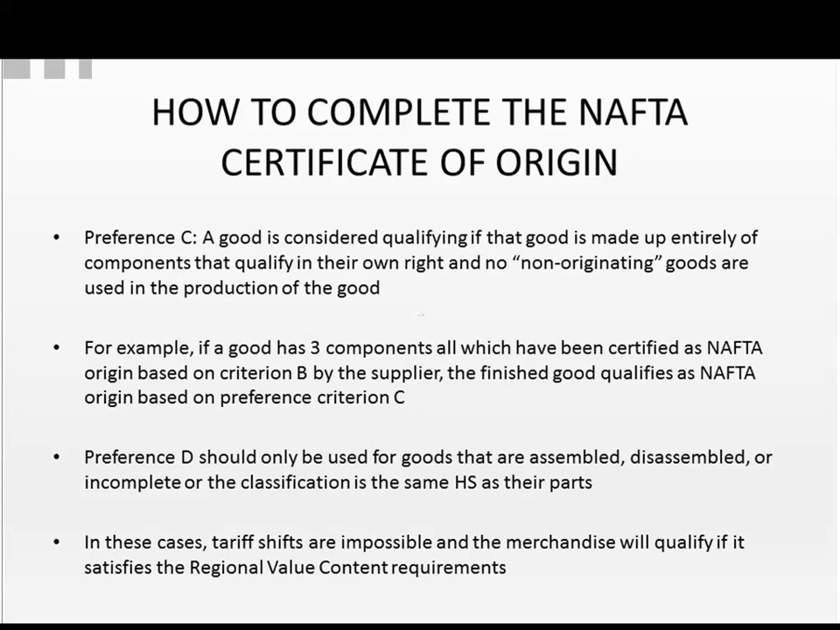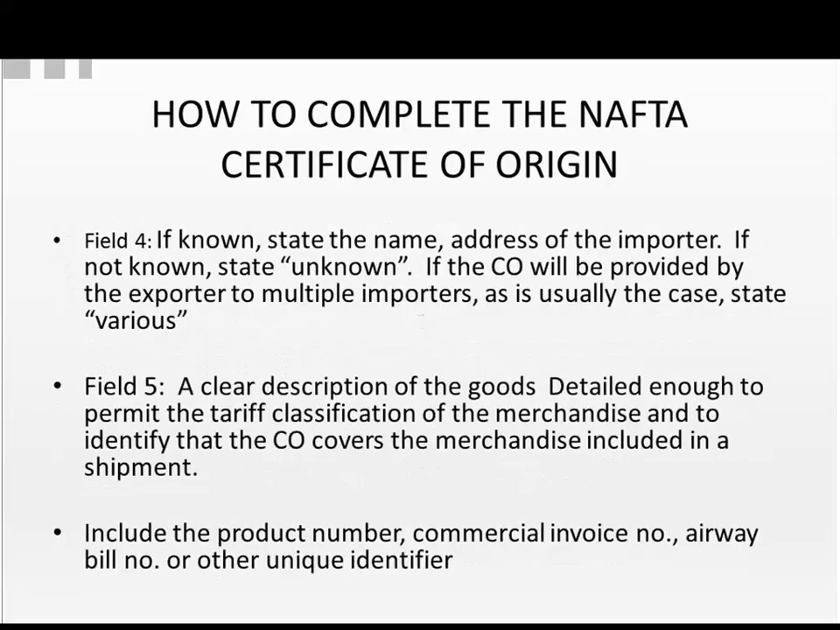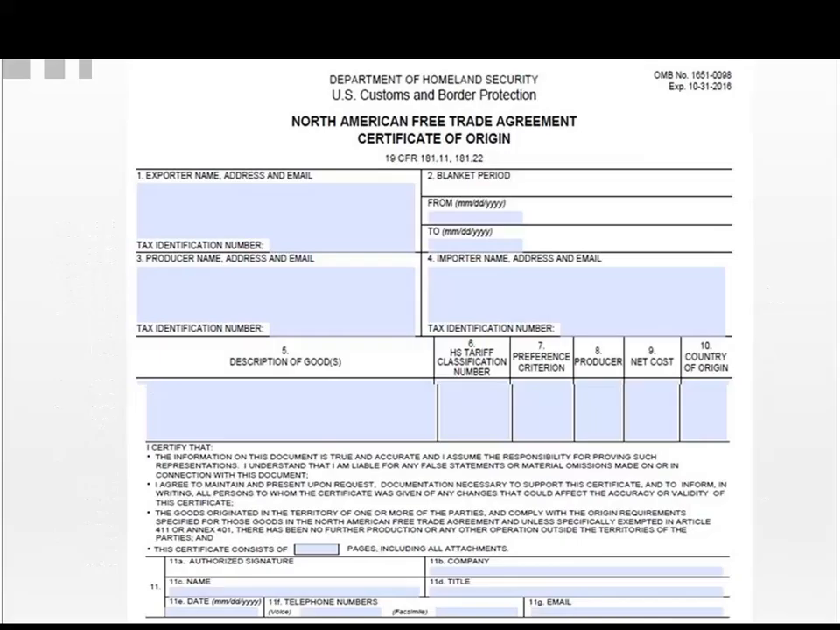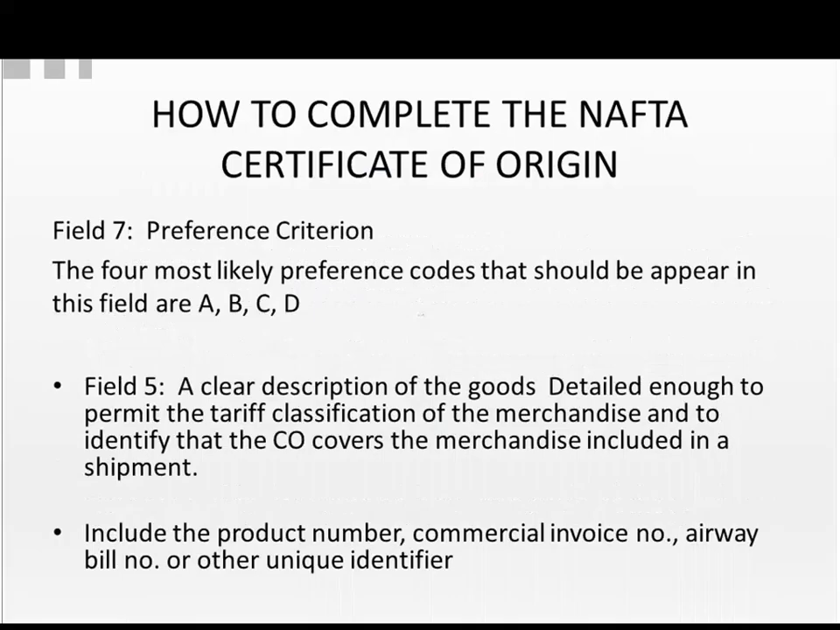In these cases, tariff shifts are impossible, and the merchandise will qualify if it satisfies only the regional value content requirements, as we've discussed, transaction value or net cost. So that is for preference, to give you a specific understanding, that is field number 7, where you should only have, in general, A, B, C, or D in that preference criterion field. Let's talk about 8, 9, and 10.